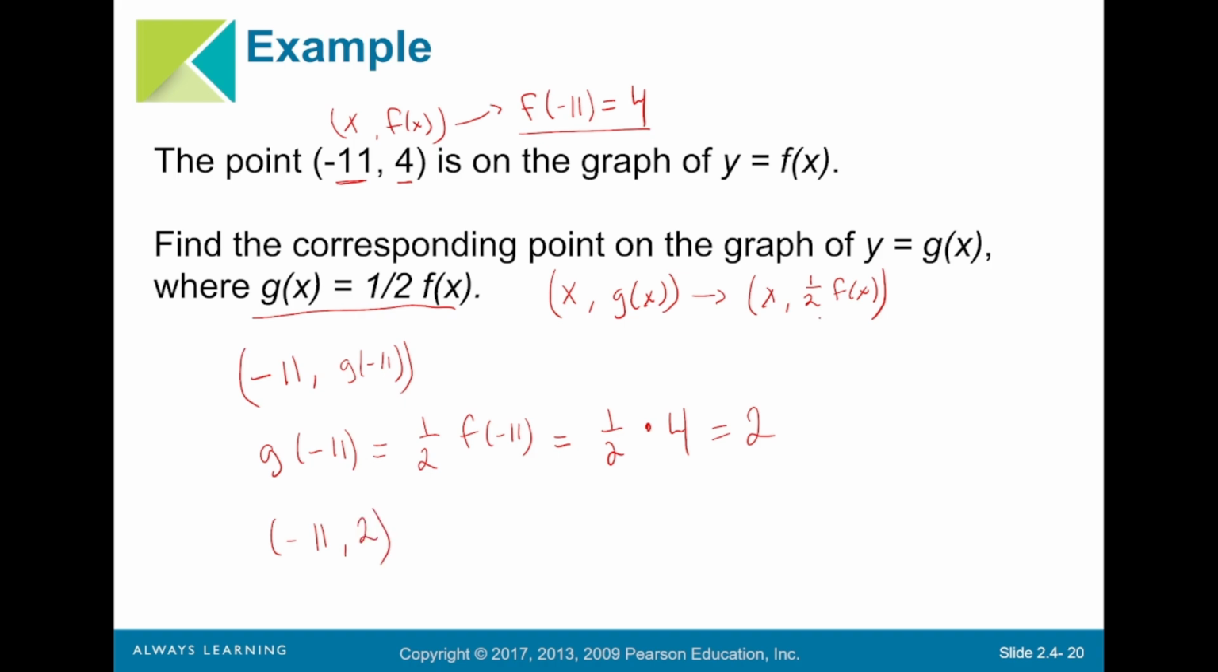So essentially all we had to do was look here and say, oh, g of x corresponds to 1/2 f of x. So we just take that y value on f of x and multiply it by 1/2 to get our new point. This is the corresponding point that it was looking for.